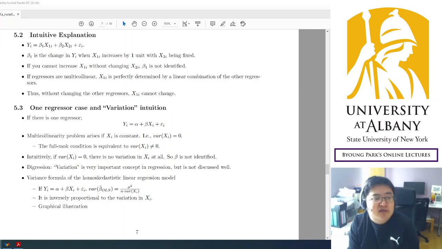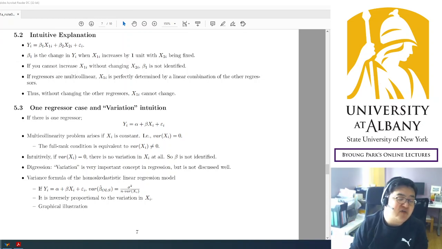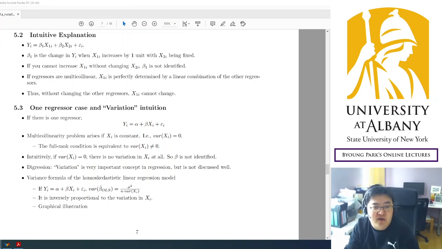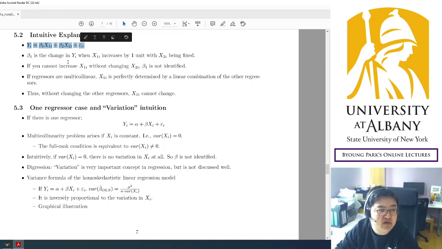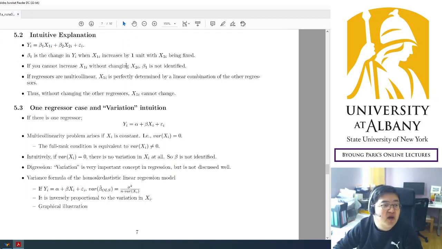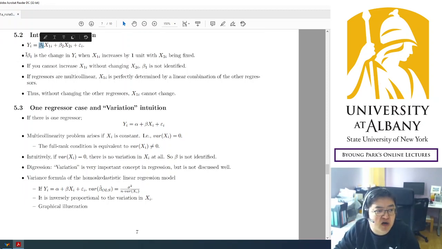So we learned the definition of linear dependence, and that's when the full rank condition fails. And I gave you two simple examples, and now let me explain what that means. Think about a very simple regression model. In this case, we need at least two independent variables. So I use x1 and x2 and beta 1 and beta 2. An intuitive interpretation of beta 1 and beta 2 is like this.